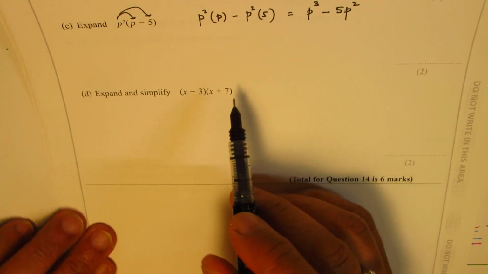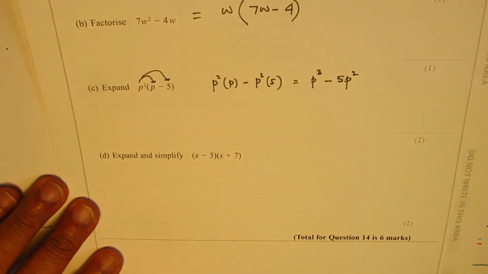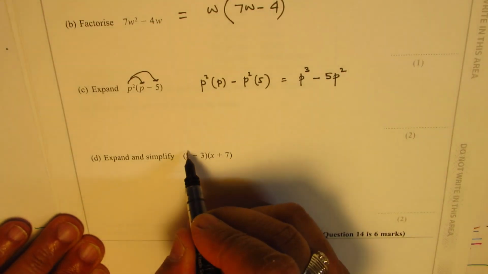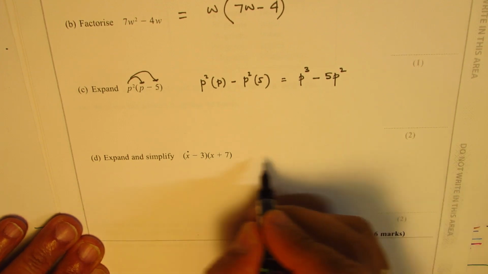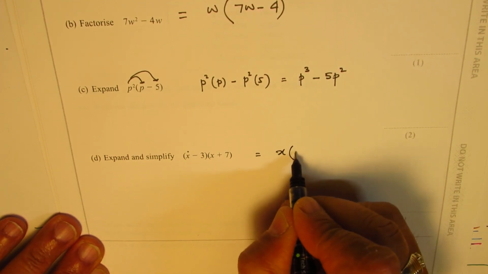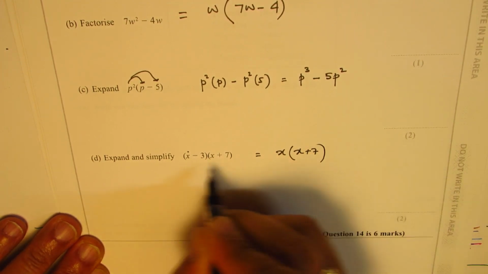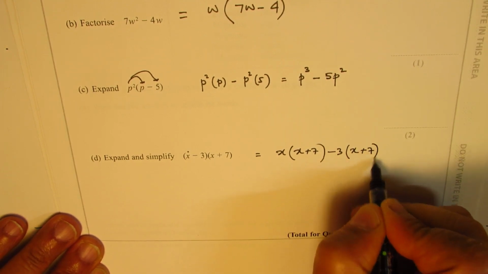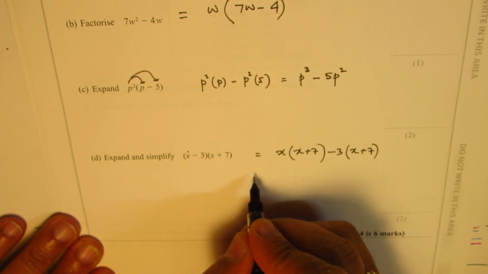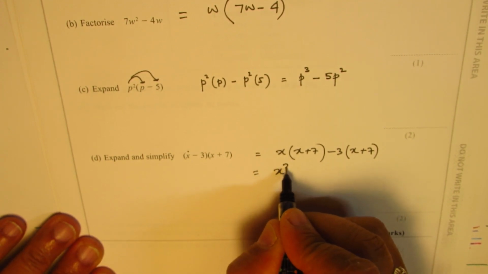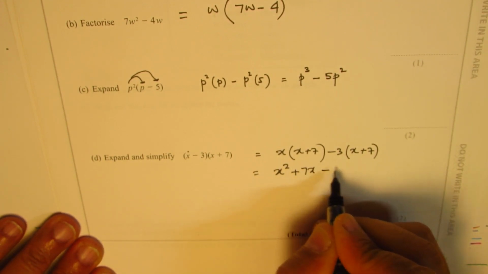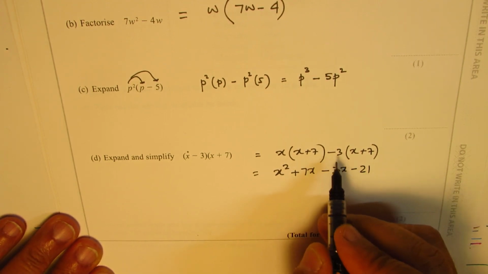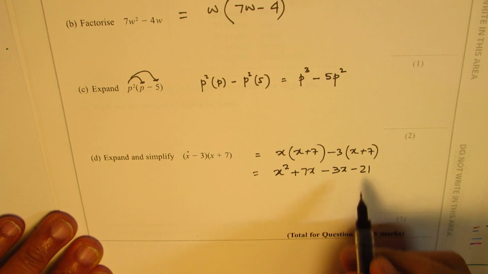The last one here is to expand, let's put it here, x minus 3 times x plus 7. So first you multiply by x. So you could write this as x times x plus 7 and then minus 3 times x plus 7, right? Now we'll expand as we did earlier. So we get x squared plus 7x minus 3x minus 21. So when you multiply plus and minus, it becomes negative.